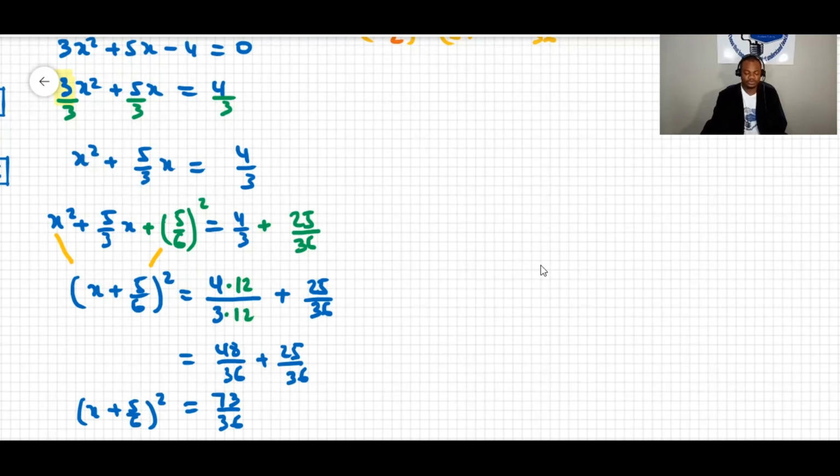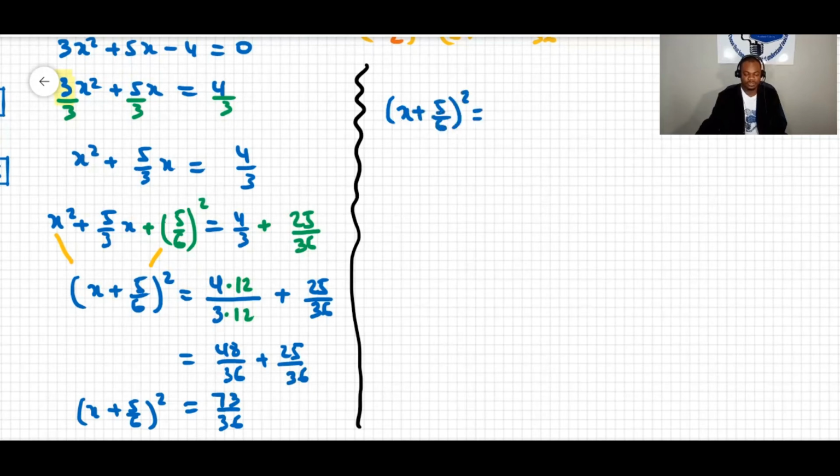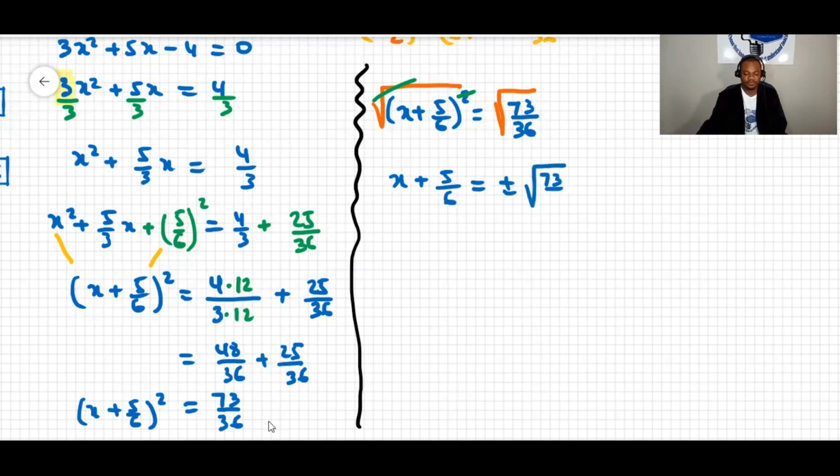Now, we have (x plus 5/6) to the power of 2 equal to 73/36. What we can do in this situation is square root both sides, because the square root will cancel the power of 2. And this will make x plus 5/6 equal to plus or minus the square root of 73/36. Then we can move the 5/6 over. So this will be x equal to negative 5/6 plus or minus the square root of 73/36.